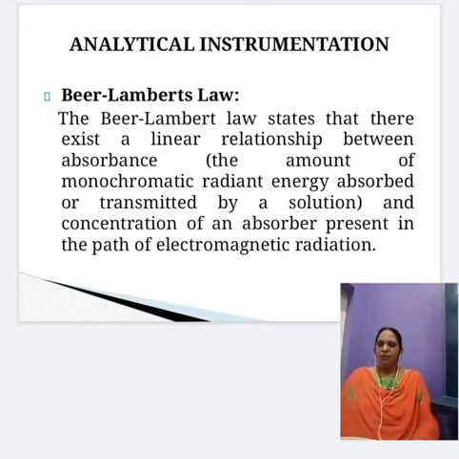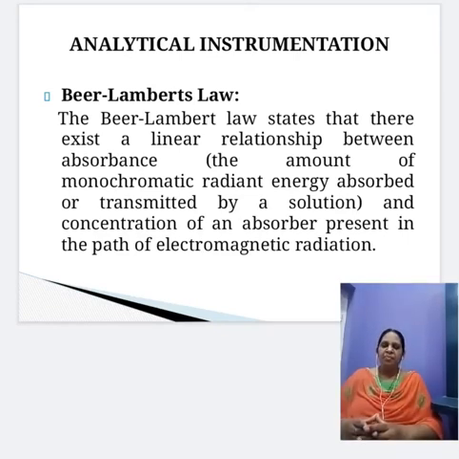It is a combination of two laws. It consists of Lambert's Law and Beer's Law. Lambert's Law states that each layer of equal thickness of an absorbing medium absorbs an equal fraction of the radiant energy that traverses it. If you take a medium and allow the radiation to pass through it, according to Lambert's law, each layer of equal thickness absorbs an equal fraction of the radiant energy and transmits the rest.